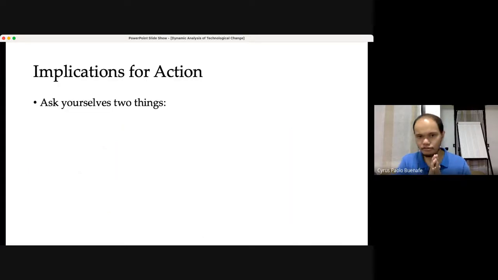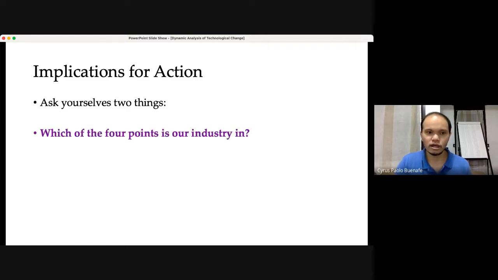Now, what are the implications for actions? Well, in this case, the authors recommend that we ask two questions. Which of the 4 points is your industry in? Now that you know that there's that possibility for the old technology to be improved further, and the possibility that the new technology may not be viable as soon as you think it would be, which of the 4 points would your industry be in?